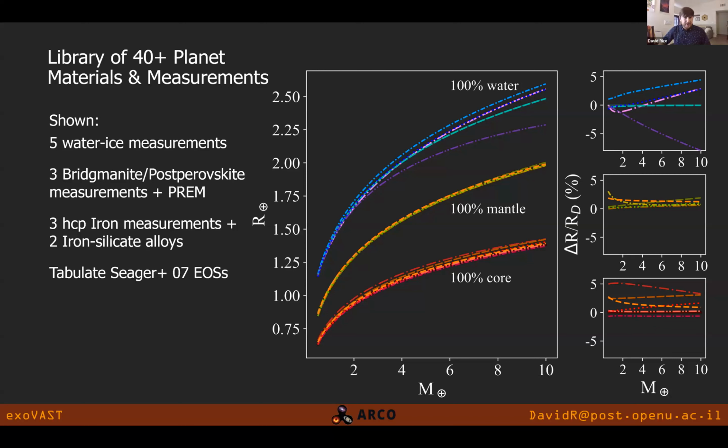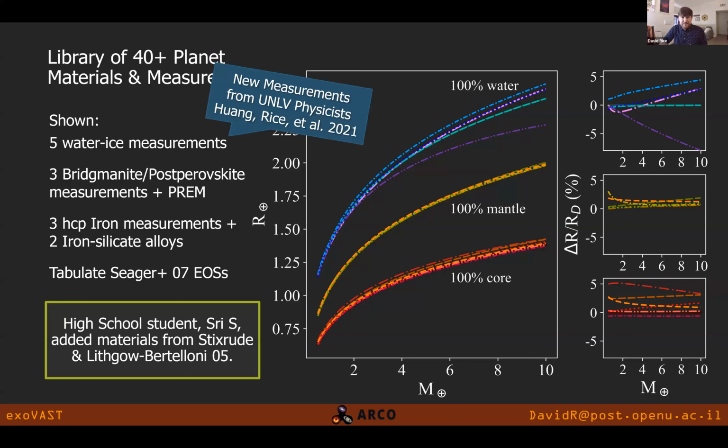I want to highlight here that we have new measurements from UNLV physicists. In Wang-Rice et al. 2021, we took some new measurements for ice 7 and ice 10 from UNLV physicists and modeled planets with them. And I also have a high school student adding equations of state to the code. Sri is looking at colleges right now. He's applying, but he added all the materials from Stixrude and Lithgow-Bertelloni 2005, which is this massive table of mantle materials. He's added those all to the code.